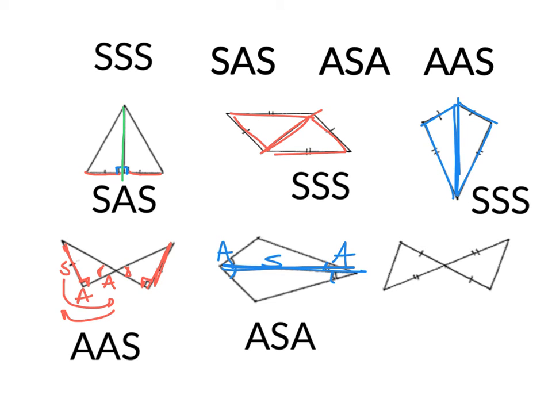Last one, 2 sides are congruent. These 2 sides are congruent, and they also have vertical angles here. So we have a side and an angle and a side.